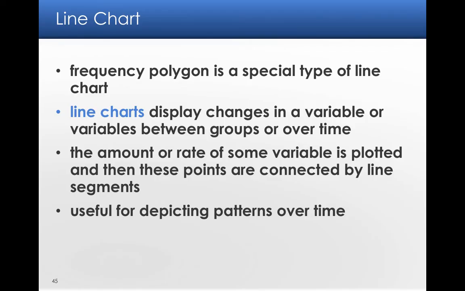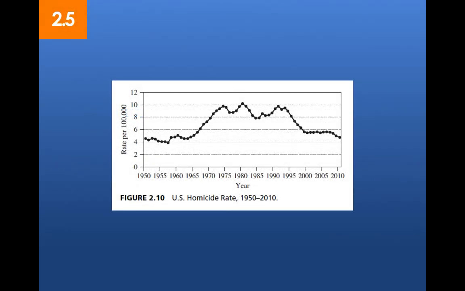A frequency polygon is a type of line chart. A line chart displays changes in a variable or between variables over time. This is helpful for looking at patterns over time. So here's the homicide rate over time. It's plotted for each year and then connected. That's a line graph.